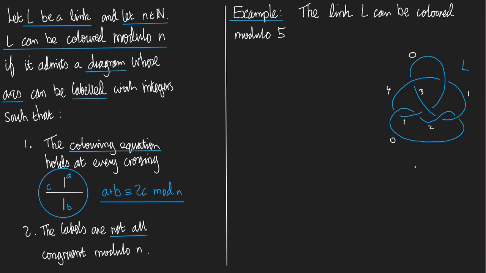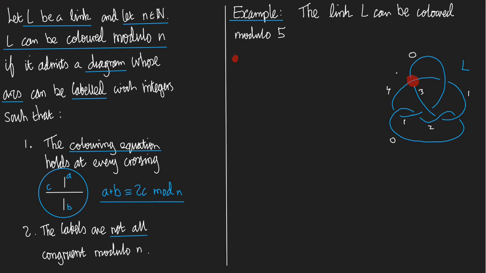Well, I've labelled the arcs with integers. So what I have to do is check the two conditions. So let's check condition number 1, that the colouring equation holds. And let's start by checking that the colouring equation holds here at this crossing. What does the colouring equation say? It says that A plus B should be congruent to 2C.